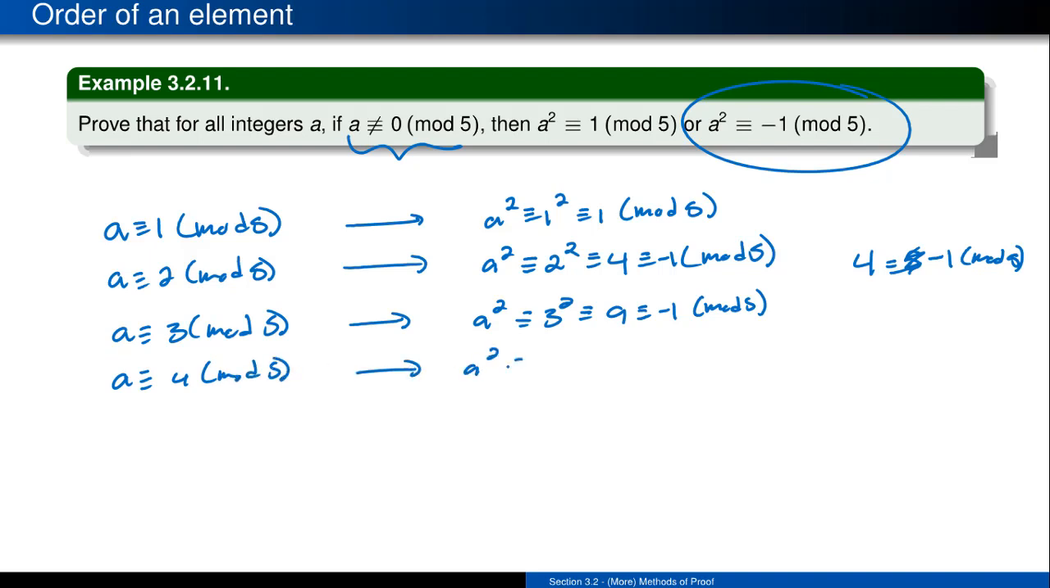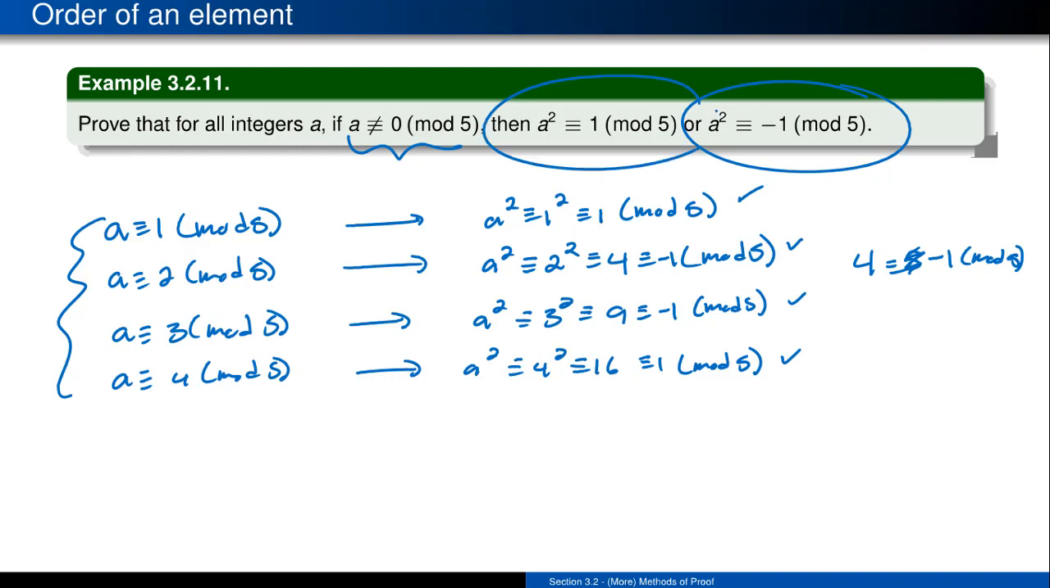And last but not least, I'm going to take a to be 4 mod 5. If I square this, I'm going to get 4 squared, which is 16, and that's going to kick me down to the positive 1 world. In this case, it's going to be a positive 1. So in all 4 cases, you can see that I've tested all 4 versions. I either kick out a positive 1 or a negative 1, and that's exactly what this result is saying.